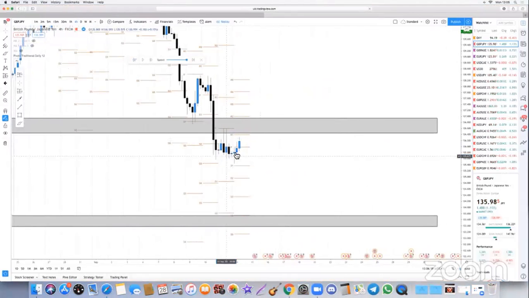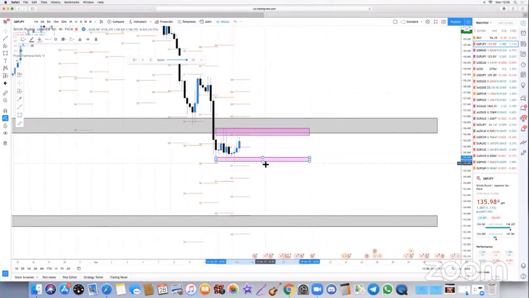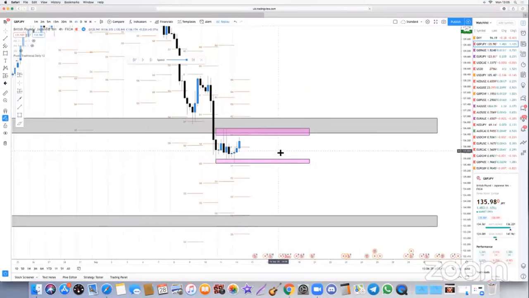Now what we need to do is establish some grounds. So I like to put my support and resistance on the chart as well. I'm seeing this level here is an H4 resistance and this level here is an H4 support level that we've got here in the market.